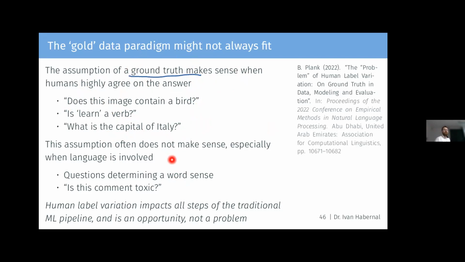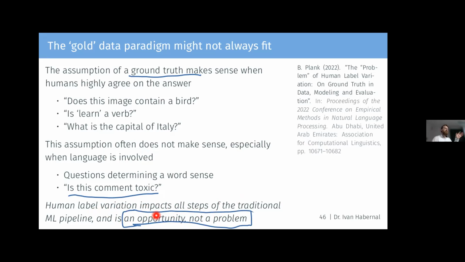We have a gold standard. But if, for example, something is more subjective, like, is this comment on Facebook toxic or not? Well, people will maybe disagree, because it depends on your subjectivity and your understanding of the language. And we tend to get rid of these hard cases or non-agreed upon things. But now there's research showing that this human label variation is an opportunity, not a problem. So this is something we should maybe take into account and not just pretend there is one gold rule. We should have maybe some variation. This is a part of current research by the group of Barbara Plank in Munich.